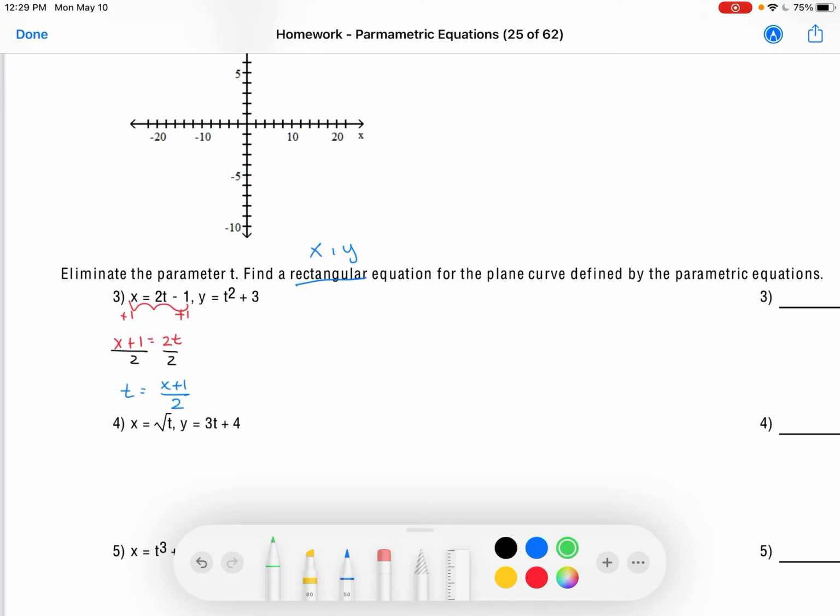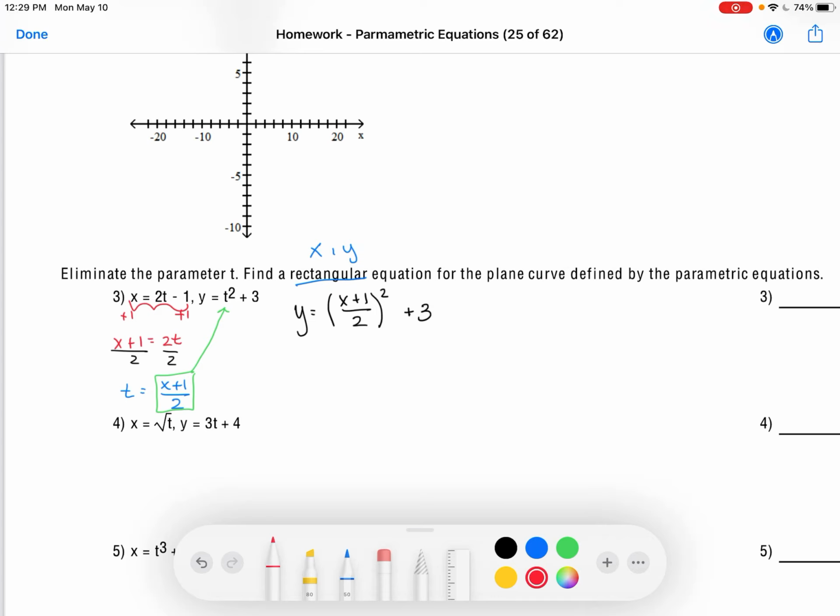So now, for every t that I see in my other equation, I'm going to be plugging in an x plus 1 divided by 2. So that is going to now say y equals (x plus 1 over 2) squared plus 3.